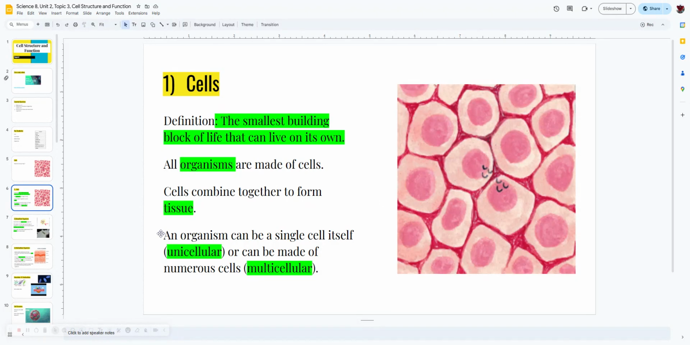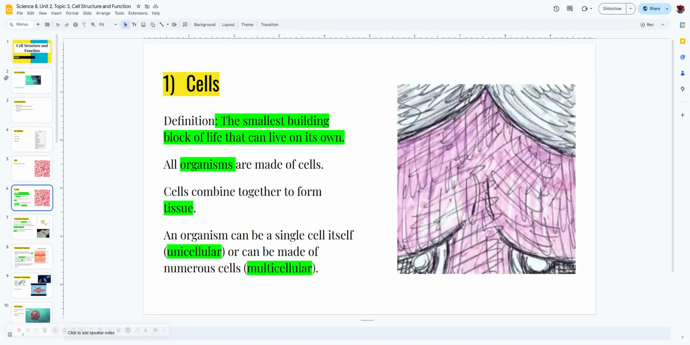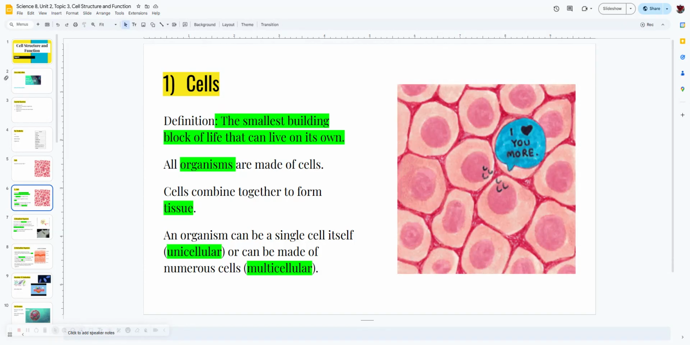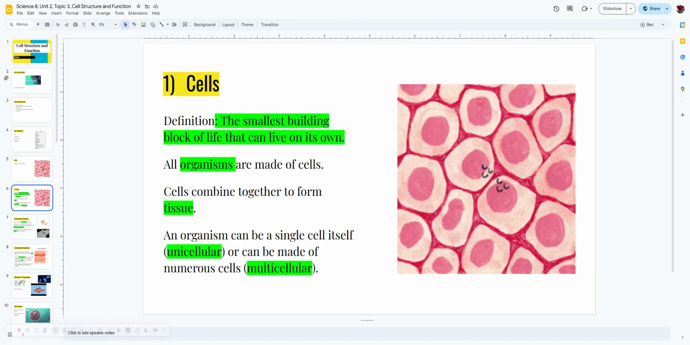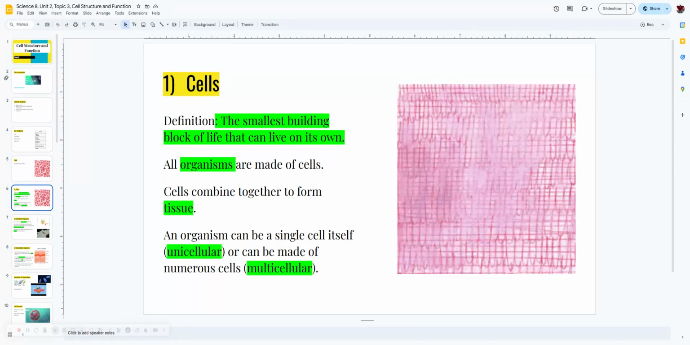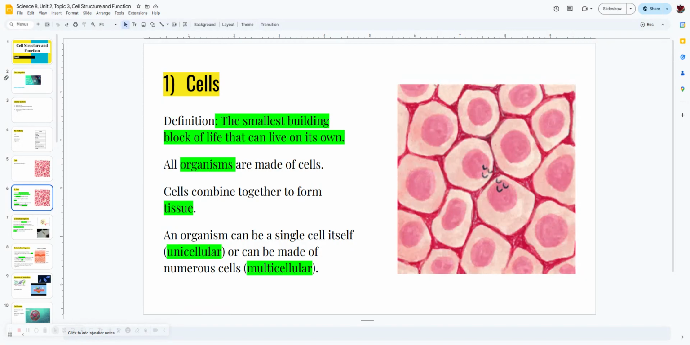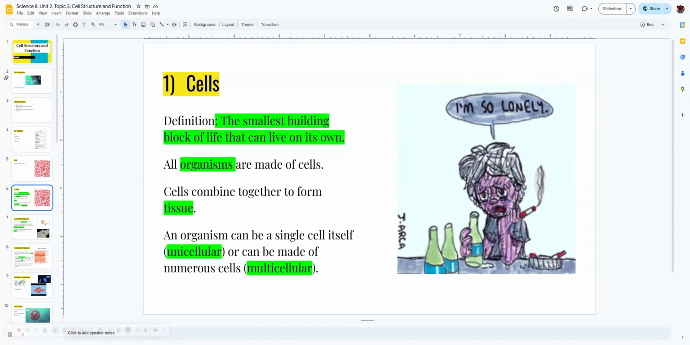Moving on. An organism can be a single cell itself. So an organism can be made of just one cell. And we would call that unicellular. To remember that, think of a unicycle. How many wheels does a unicycle have? It has 1. So uni means 1, unicellular, okay? Or an organism can be made up of numerous cells, and we would call that multicellular, and that makes sense, right? Multi means more than 1, multicellular.